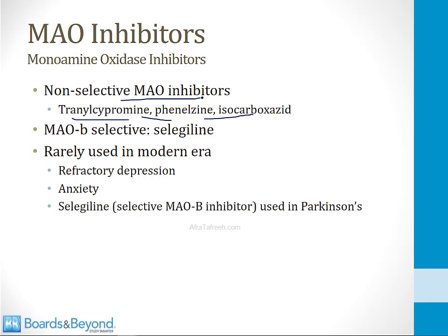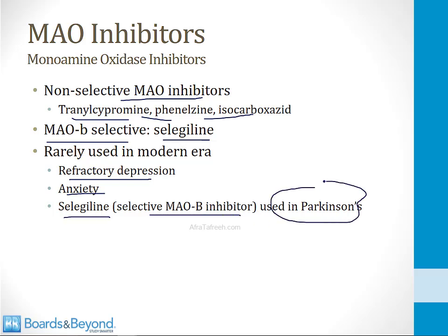Nowadays, there is a drug sometimes used to treat Parkinson's disease. It's a selective MAO-B inhibitor, so it only boosts the levels in the brain of dopamine, and that drug is called selegiline. So in the modern era, the only place you'll really see MAO inhibitors used are for refractory depression, sometimes for anxiety, and as I said before, selegiline is a selective MAO-B inhibitor used in Parkinson's.